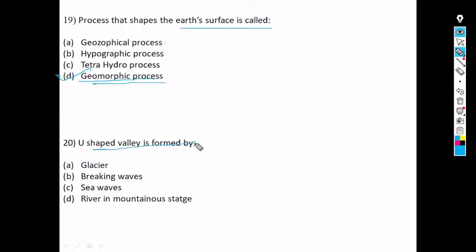Then, a U-shaped valley is formed by glacier, breaking waves, sea waves, or river in mountain? A U-shaped valley is basically formed by a glacier in the mountain side. The answer is glacier.